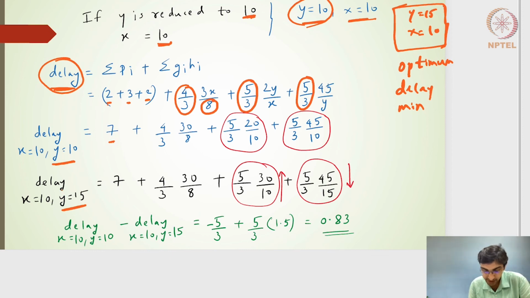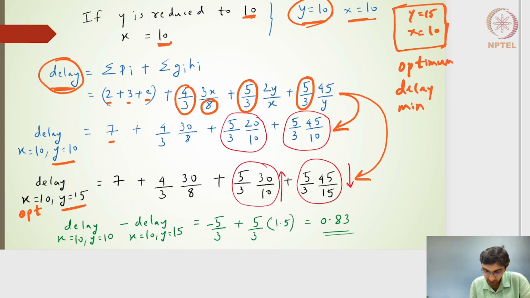And in this particular expression, I have put x is equal to 10 and y is equal to 15, which we are claiming is the optimum size giving the minimum delay. So I've rewritten that particular expression, but it's the same expression, with the values x is 10 and y is equal to 15. And this particular one is nothing but the same expression by substituting the value of x is equal to 10 and y is equal to 10.